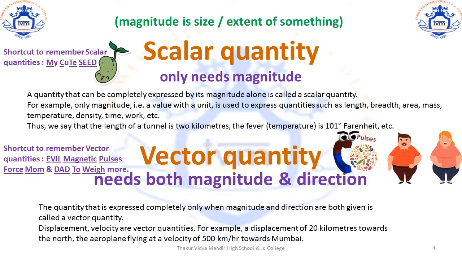E is for electric field, V for velocity, I for impulse, L for lift, M for magnetic field, P for pulse, force for force, mom for momentum, D stands for displacement, A for acceleration, D for drag, 2 stands for torque, W stands for weight, etc.